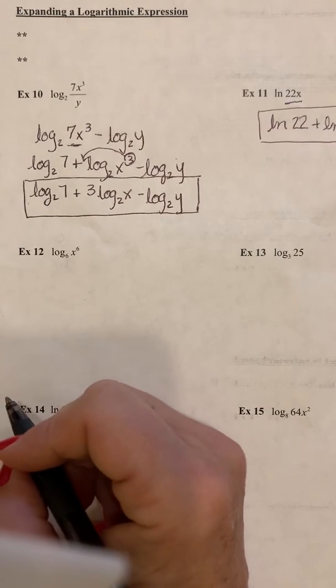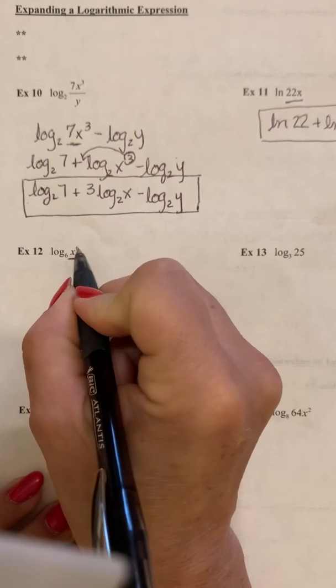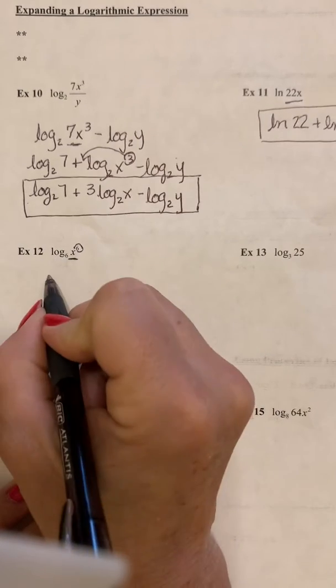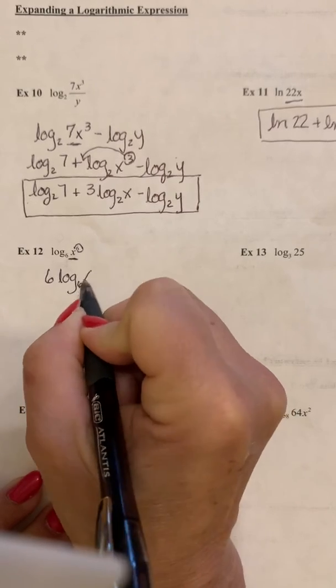Okay, look at this next one. It's a log base 6 of x to the 6th power. Since this is an exponent, the 6 is just going to come down straight in front. 6 log base 6 of x.